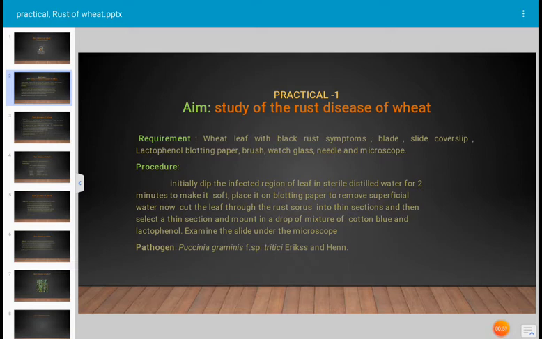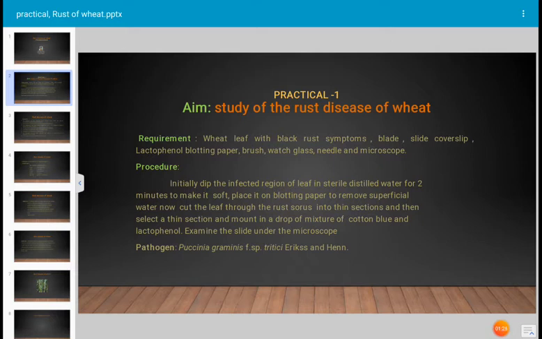What is the requirement for practical purpose? The requirement is infected leaf, blade, infected stem of wheat, slide, cover slip, lactophenol, blotting paper, brush, watch glass, needle and microscope. All these things we require for practical purpose. And what we have to do practically, let us discuss.